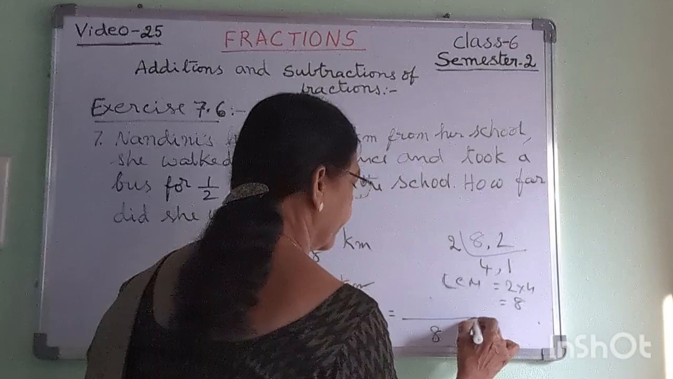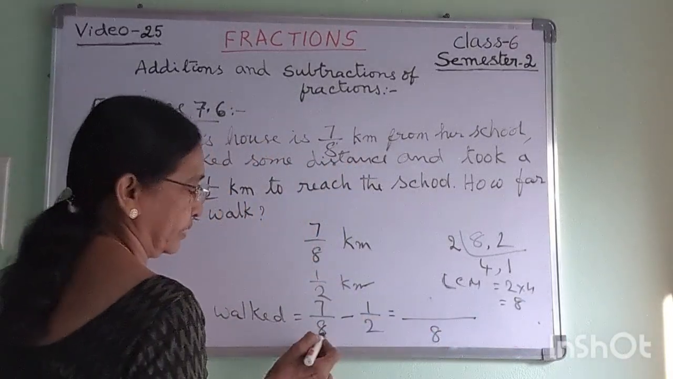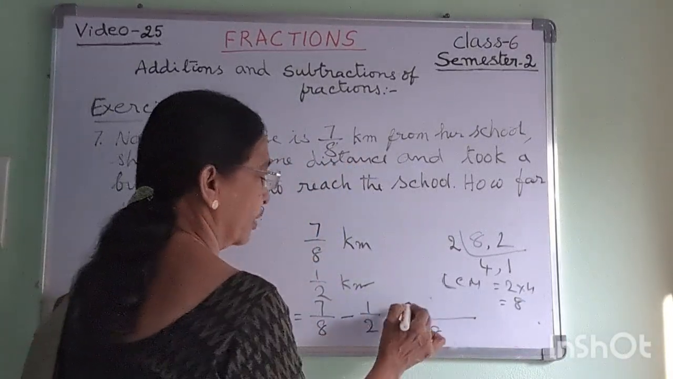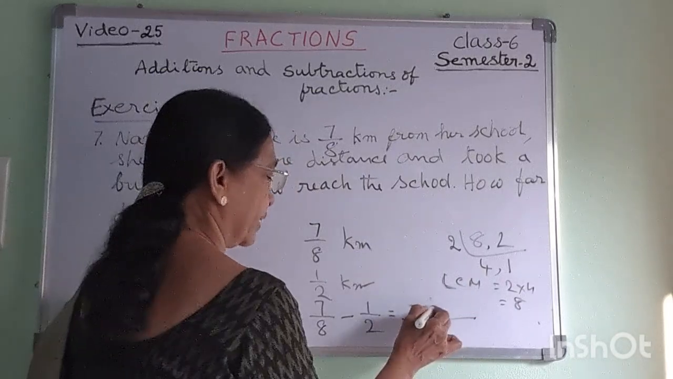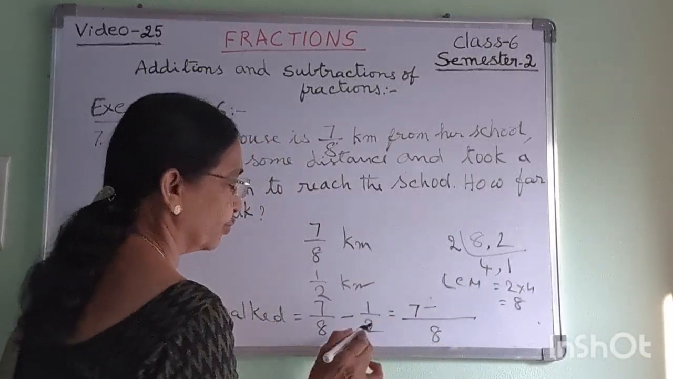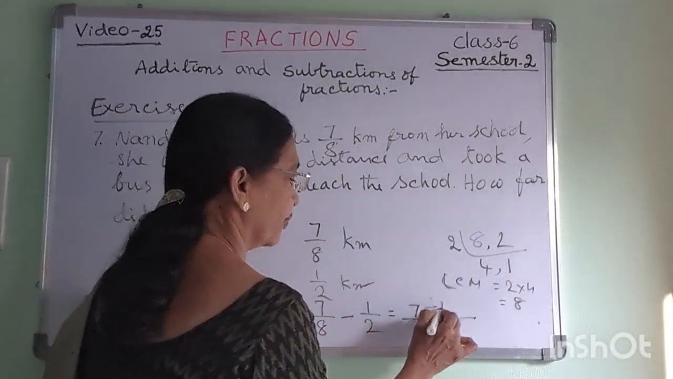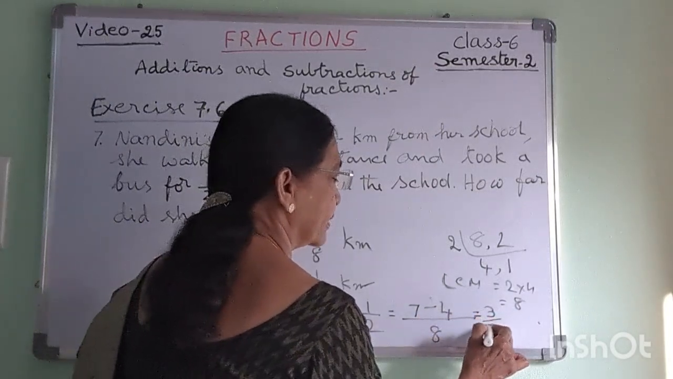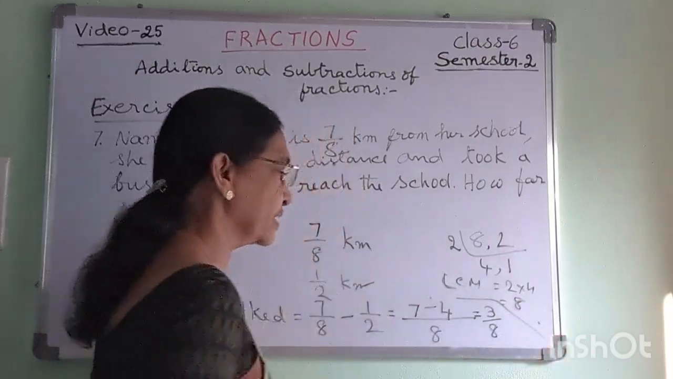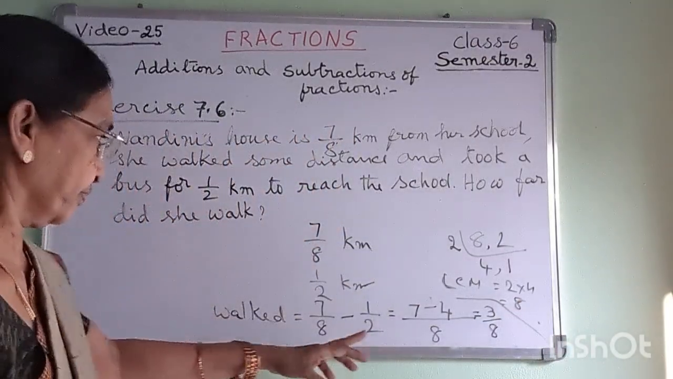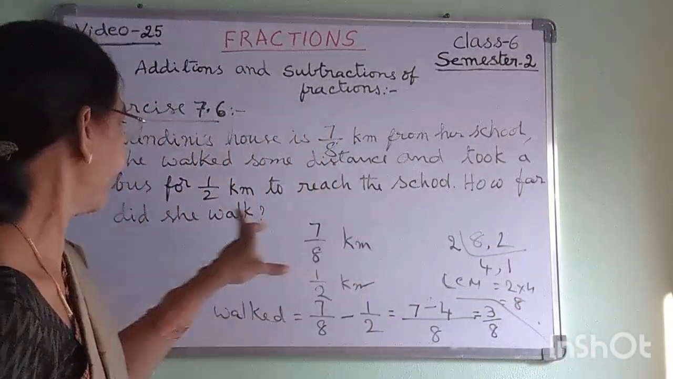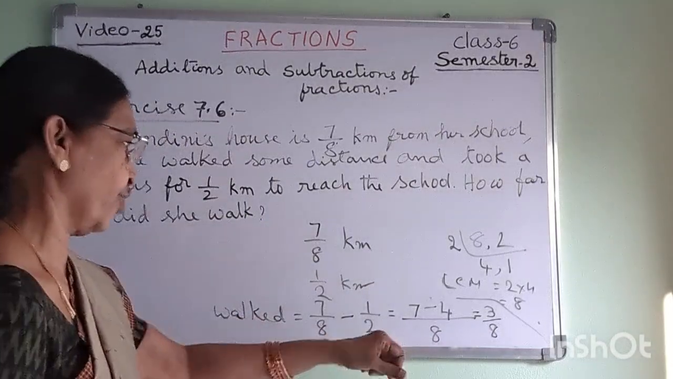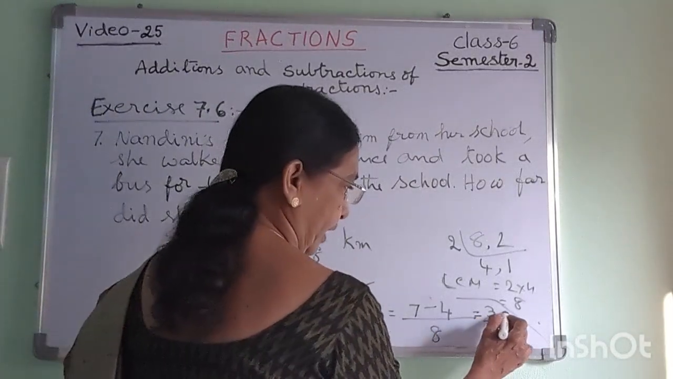Therefore, 7/8 already has 8 as the denominator. Therefore, 7 minus 8 divided by 2, 4 into 1, 4, is equal to 7 minus 4, 3 by 8. So, how far did she walk? The distance she walked is equal to 3/8 kilometer.